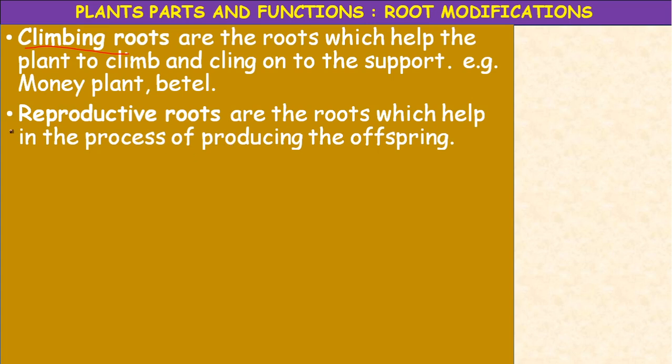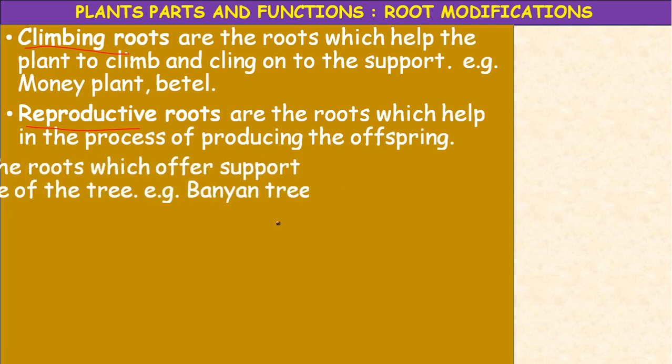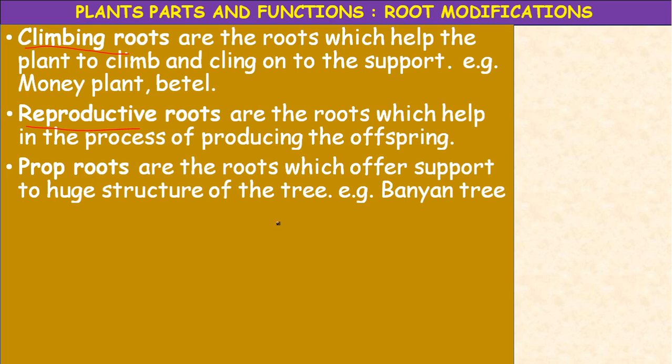Next type of modified roots, reproductive roots. Reproductive roots are the roots which help in the process of producing offspring, meaning the roots which help in the propagation of the plant. Example: you can find reproductive roots in the curry leaf plant. Okay, and next, prop roots.